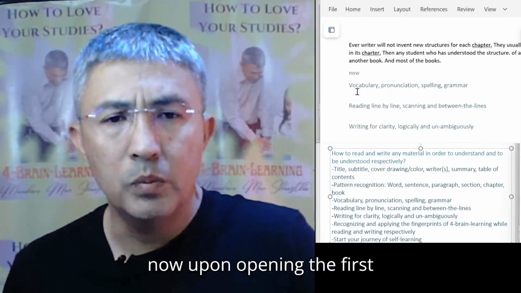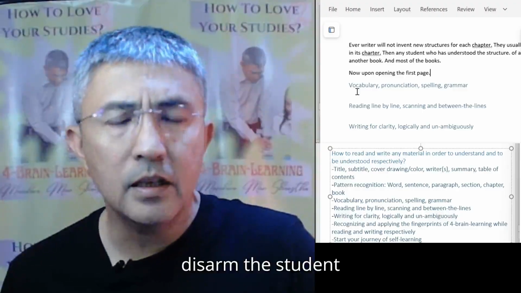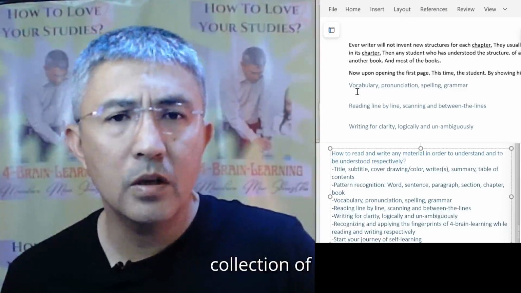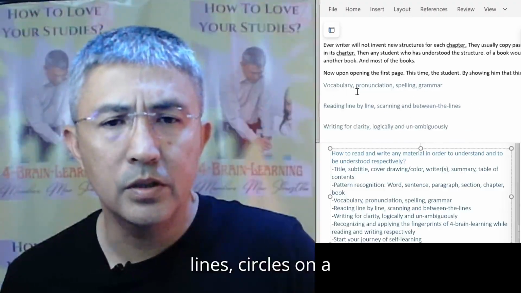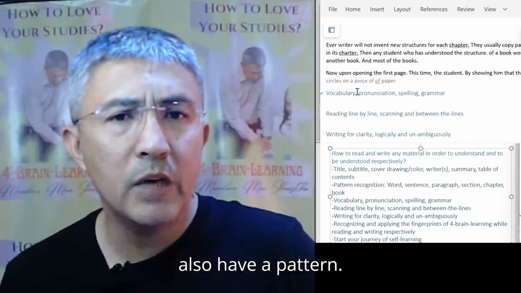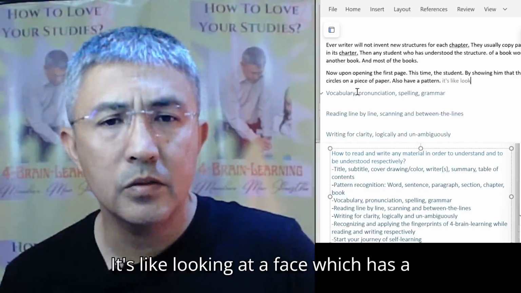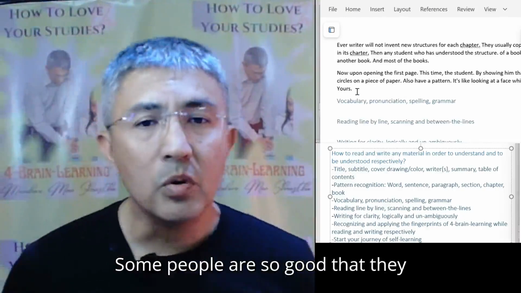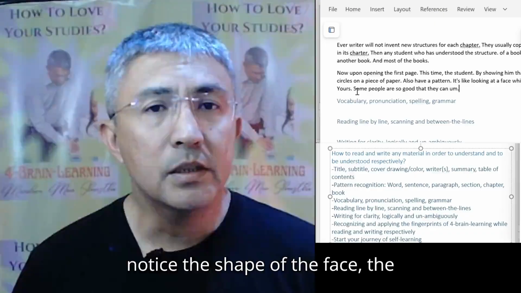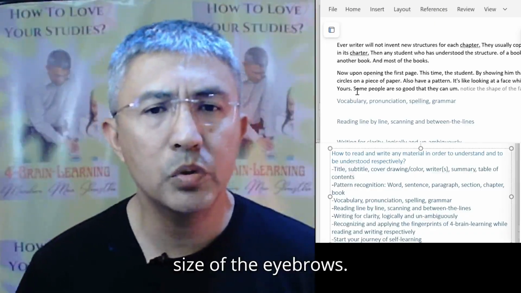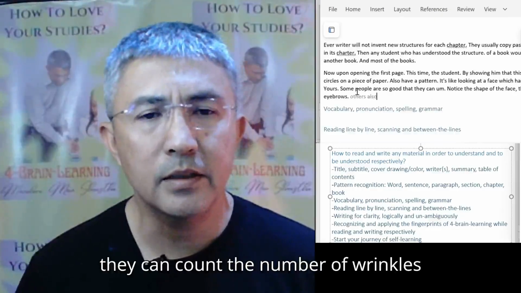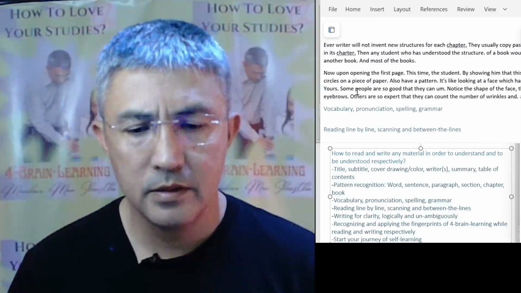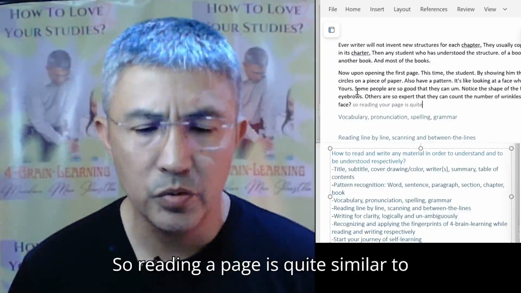Now, upon opening the first page, disarm the student by showing him that this collection of lines and circles on a piece of paper also have a pattern. It's like looking at a face which has a nose, eyes, mouth, ears. Some people are so good that they can notice the shape of the face, size of the eyebrows. Others are so expert that they can count the number of wrinkles and any other dots on the face. So reading a page is quite similar to looking at the face.